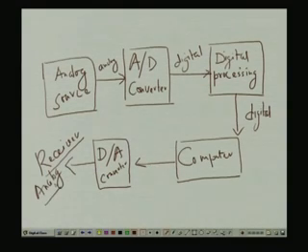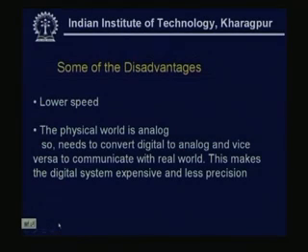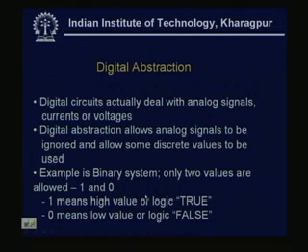So, see, I need this conversion, and this is the conversion. That is why it is called expensive. So, to communicate with the real world, the digital system is expensive, and has less precision. Now, another thing is very important. We are telling our physical world is analog. That means what we are generating, what we are listening, all are analog. And then it is processed, normally called information processing or data processing, that we are doing by digital.